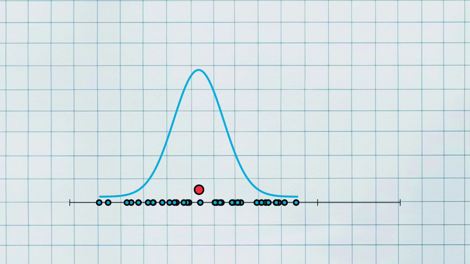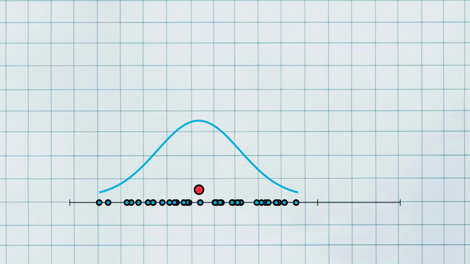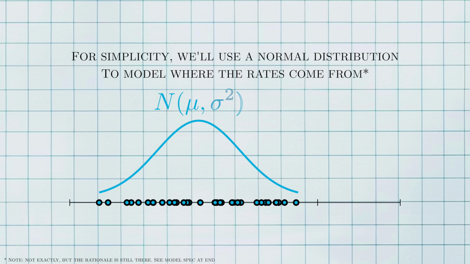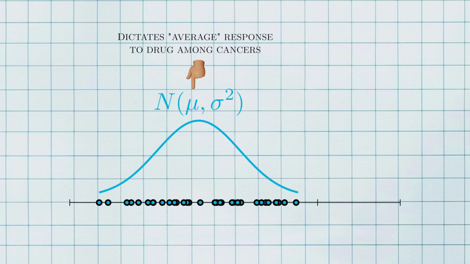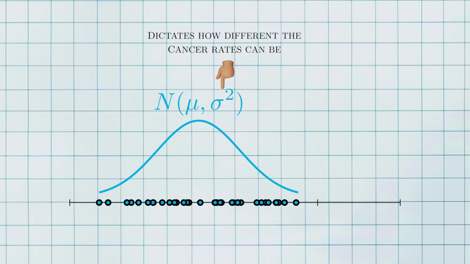In this example, the shared mutation drives the rates closer, and the genetic and environmental differences between the cancers drives them apart. For simplicity, we'll model the distribution of the response rates with the normal distribution. There's a mean that represents the average response rate that the drug will evoke, and there's a variance that represents how different these rates can be.